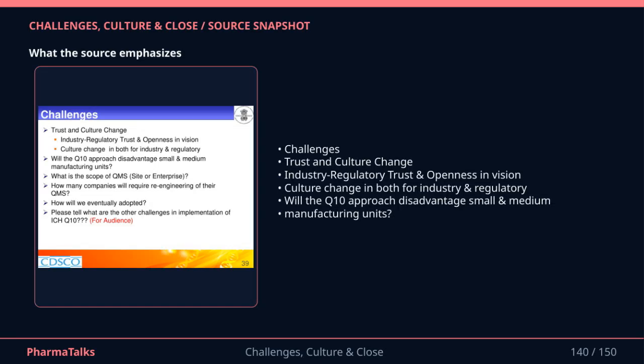Here, we focus on the key challenges, the importance of trust and culture change, and a brief summary of the source. One of the main issues highlighted is the need for building trust and fostering a culture change within both the industry and regulatory bodies. This means encouraging openness in vision and collaboration, which is crucial for success in the sector. There's also a concern about whether the Q10 approach might put smaller and medium-sized manufacturing units at a disadvantage. Overall, these challenges center around aligning the culture and trust between regulators and the industry to ensure better compliance and innovation. This snapshot gives us a clear picture of the hurdles ahead and the cultural shifts required for progress.